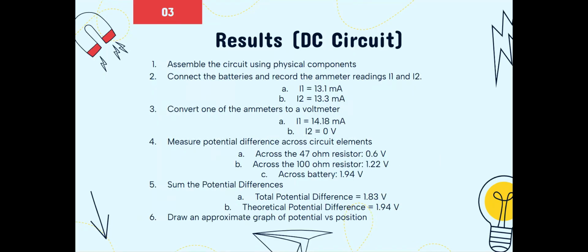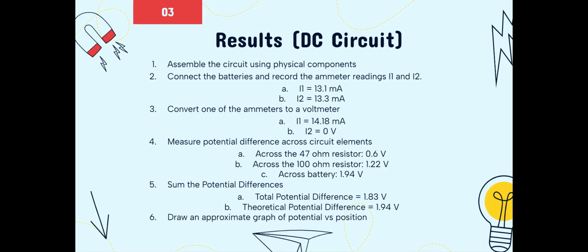And our results for the DC circuit, when we recorded the ammeter readings for current 1 and current 2, we got 13.1 milliamps for current 1 and 13.3 milliamps for current 2. When we converted one of the ammeters to a voltmeter, we got 14.18 milliamps and 0 volts for the second one. And then our potential difference across the 47 ohm resistor was 0.6 volts, and across the 100 ohm resistor was 1.22 volts, and across the whole battery was 1.94 volts. And that's basically our theoretical potential difference.